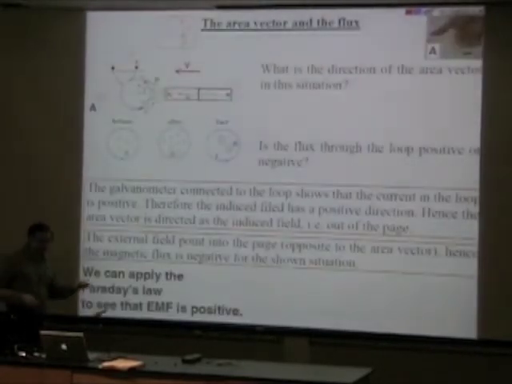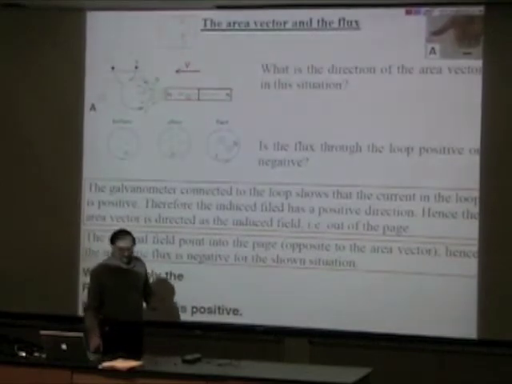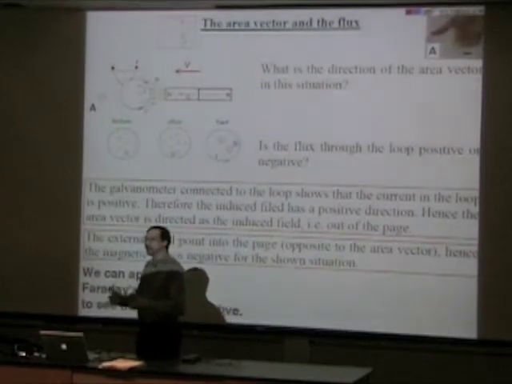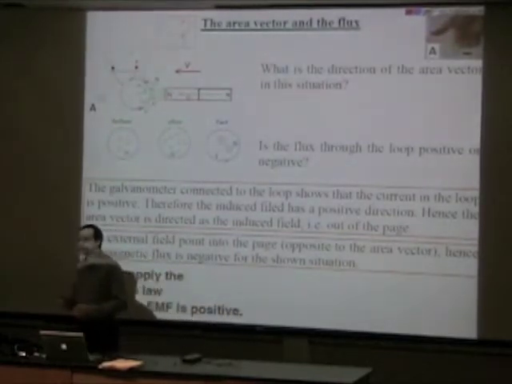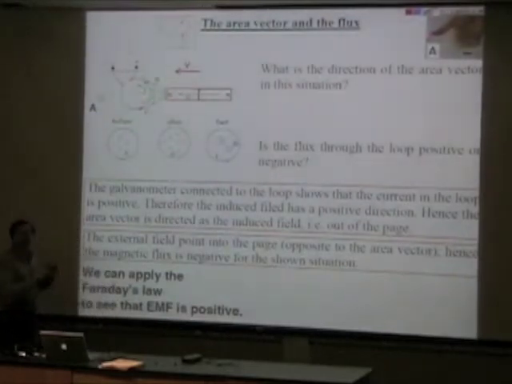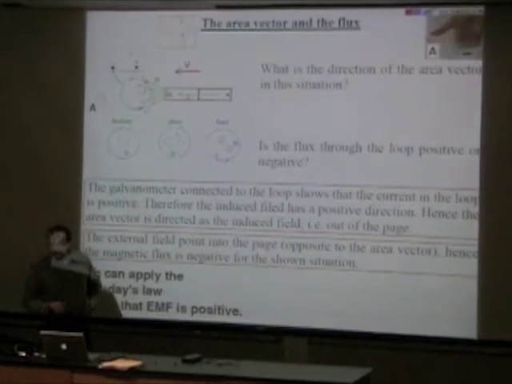We have to remember that when we use a specific measuring device, we have to assign a positive direction for the current, or we can say we have to assign a positive direction for area vector. In all our examples here, so far, this is our measuring device. Positive direction of area vector is out of the screen. Positive direction of induced current is counterclockwise. So if we have induced current clockwise, it's negative, and deflection points to the left.